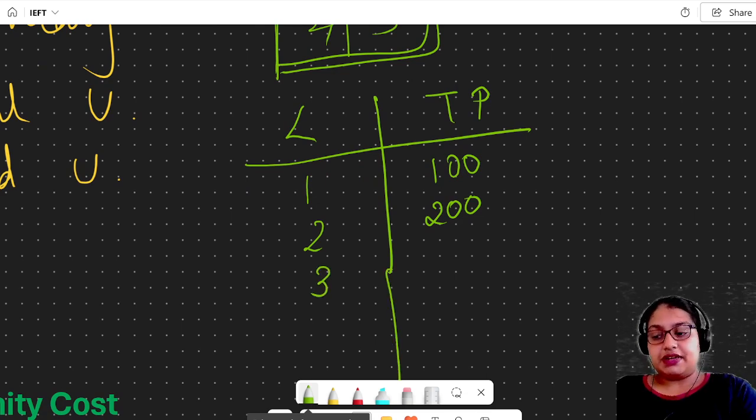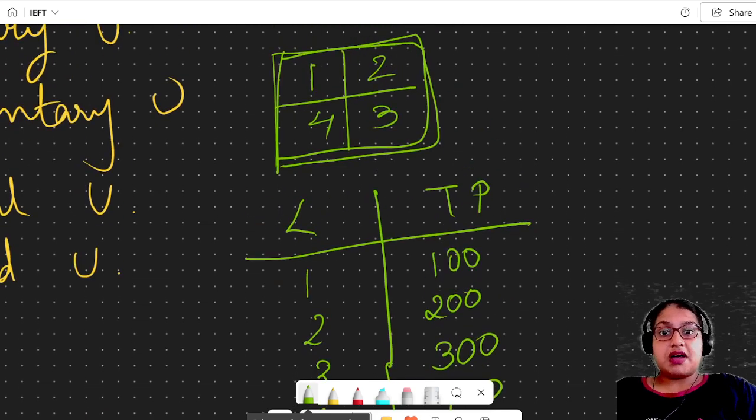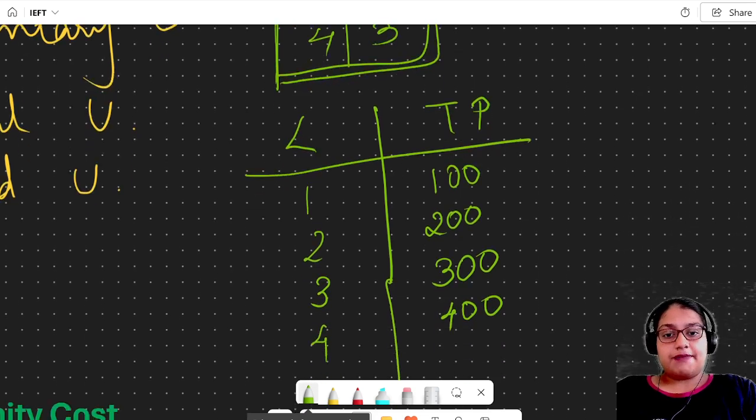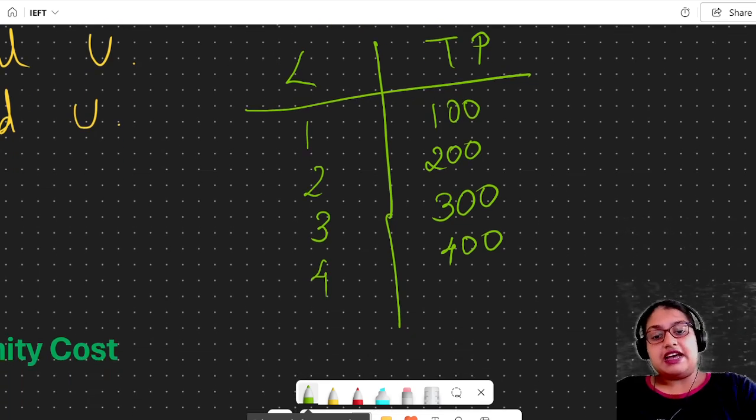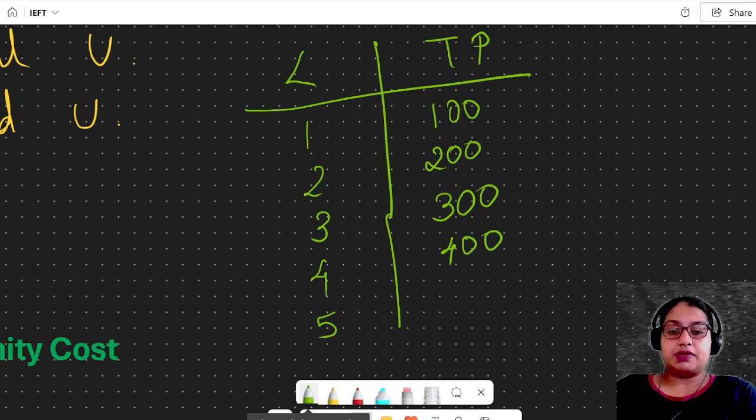Now the third laborer came. The total production is 300 now. The fourth laborer came and the total production increased to 400. So this is the maximum production that this plot will be able to give. It cannot give more than this. So what did I do? I am the owner of this plot. I have appointed one more laborer, one more farmer.